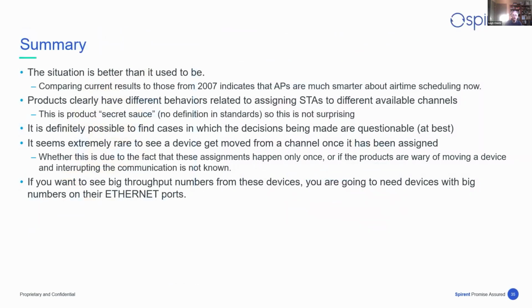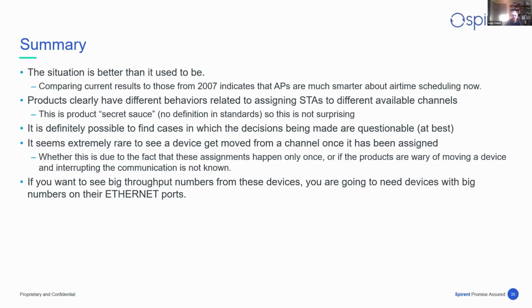So just in quick summary, one of the things you'll notice if you take a look at the article at smallnetbuilder.com is that Tim points out that the situation is a lot better than it used to be. He's been looking at these kinds of things for quite a while now, and there are some results from back in 2007. What we can see is that APs are getting smarter about airtime scheduling. It's a hard problem, but it's improving.